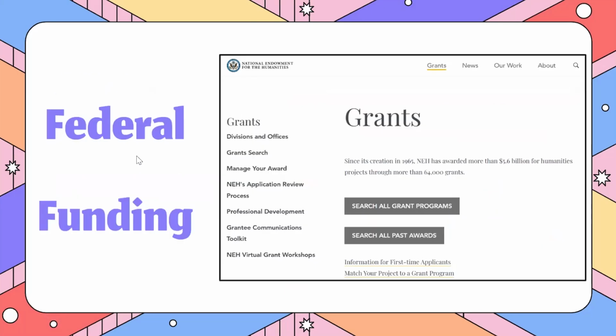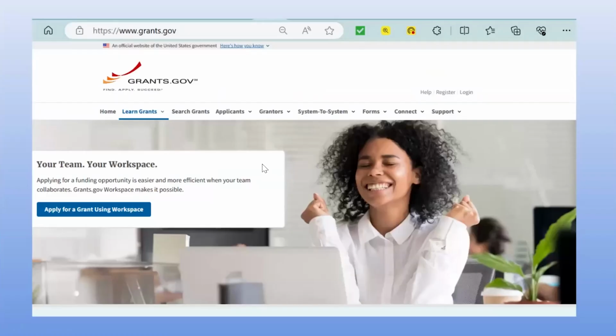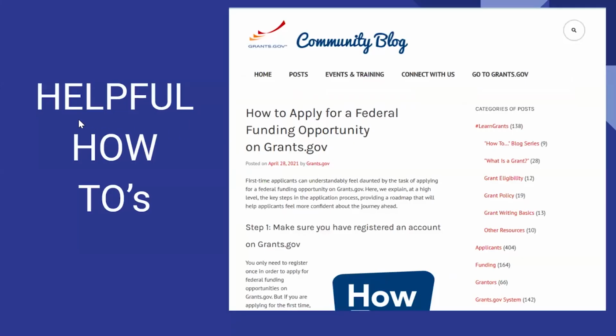And then federal grants, right? So we're going to talk a little bit about federal grants, of course. The National Endowment for the Humanities is the federal grant funding opportunity that we probably work most with, since we are humanities nonprofits. But this is simply grants.gov. This is how we search for federal funding opportunities. It can be overwhelming to search for federal funding opportunities. So I suggest you turn to their helpful how-to website.